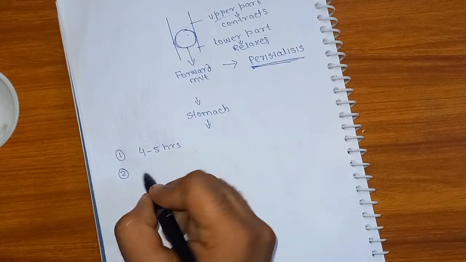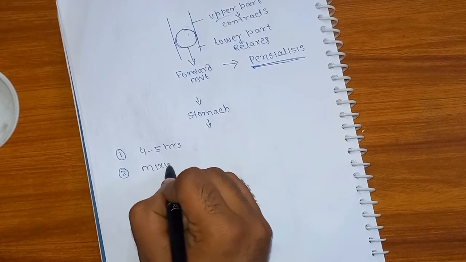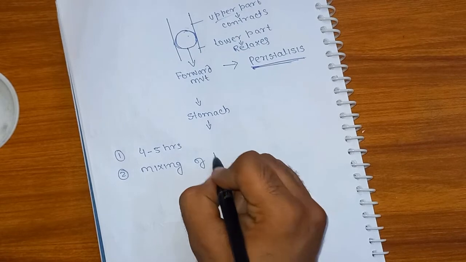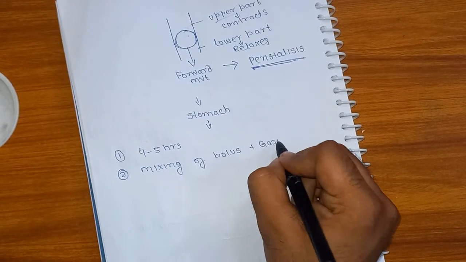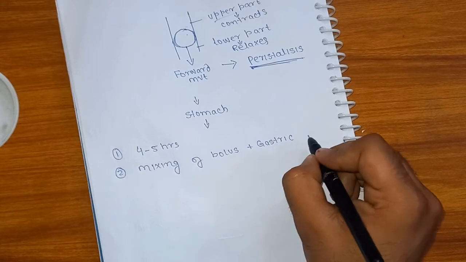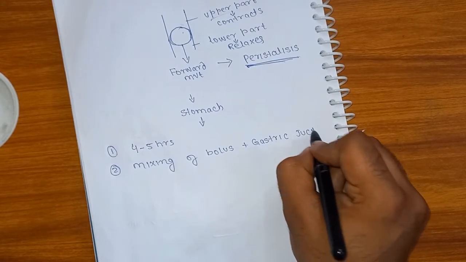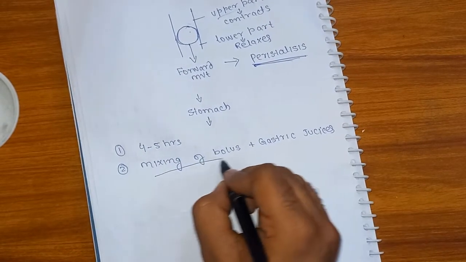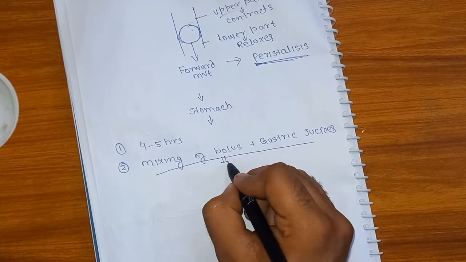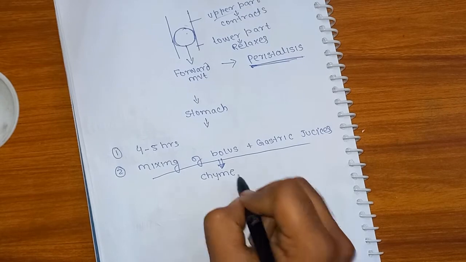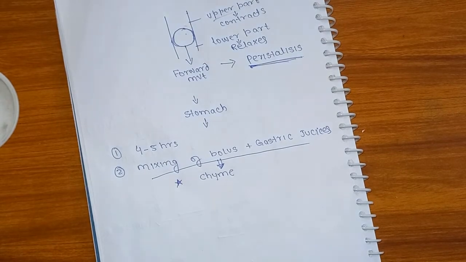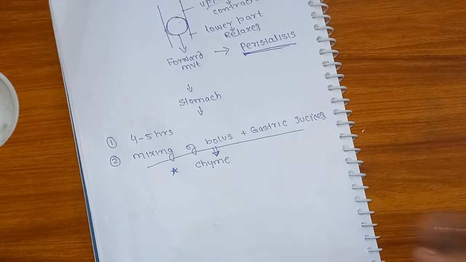Second, there is mixing of food. There is mixing of bolus with gastric juices, which leads to the formation of a mixture that is called chyme. This can be a potential question: What is chyme? What is bolus? Yeah, this can be asked.